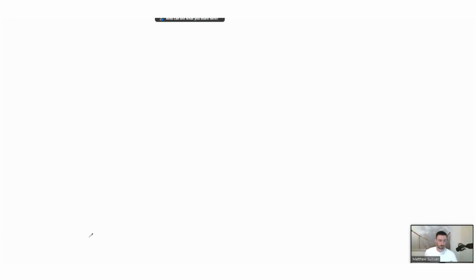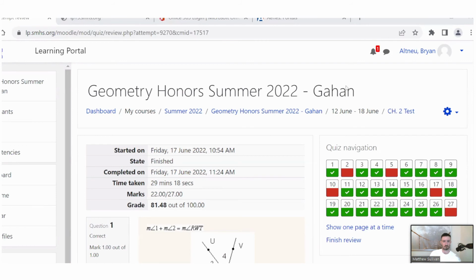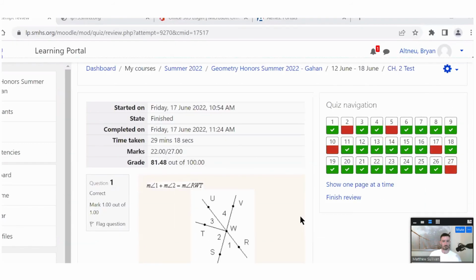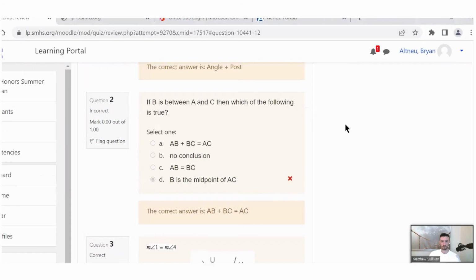Okay, cool. Do you want me to share my screen? Yeah, please. Okay. So it only let me go to chapter 1 and chapter 2, by the way. It wouldn't let me do chapter 3 and chapter 4. I don't know why, but here's chapter 2. I didn't do that bad on this test. So here are the ones I got wrong.